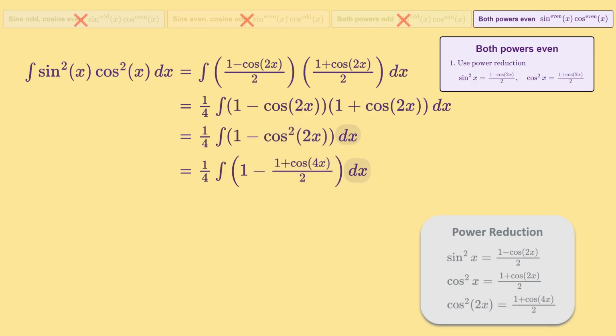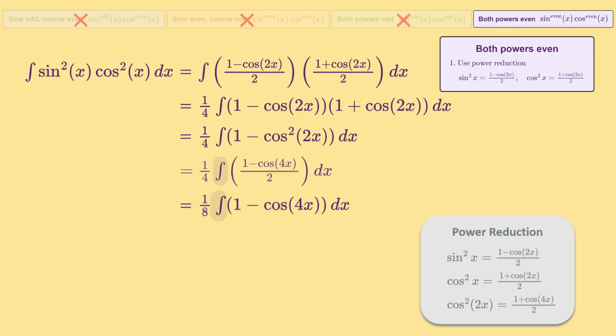We can simplify the inside and write 1 as 2 over 2, which then gives us 2 minus 1 plus cosine of 4x all over 2. This then gives us 1 minus cosine of 4x all over 2. We bring the 1/2 out front and multiply it by the 1/4, and we get 1/8 the integral of 1 minus cosine of 4x dx.